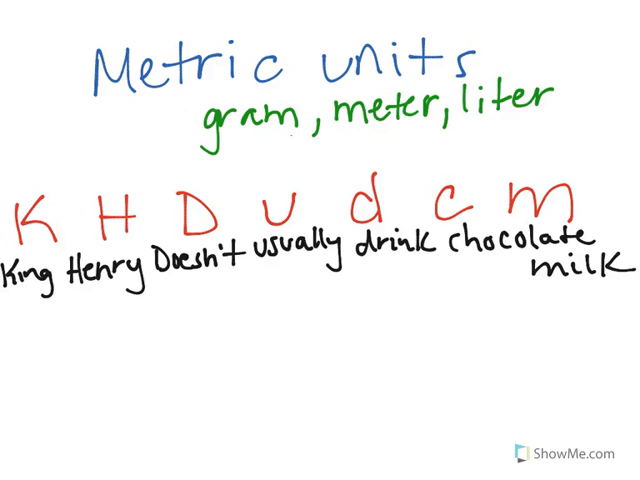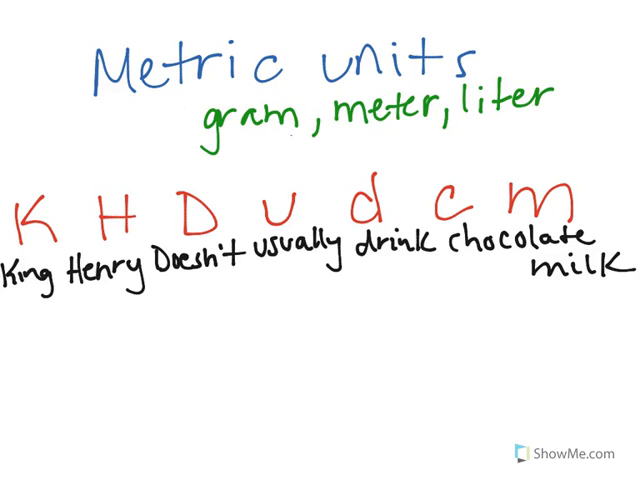So this lesson is focusing on metric units and converting between them. Our metric units are grams, meters, and liters, and we have two different types of measurement systems in the United States. We have our customary measurement system that we learned last chapter, or last section, and we also have our metric units. So in the United States, we use both the customary measurement system as well as the metric measurement system.